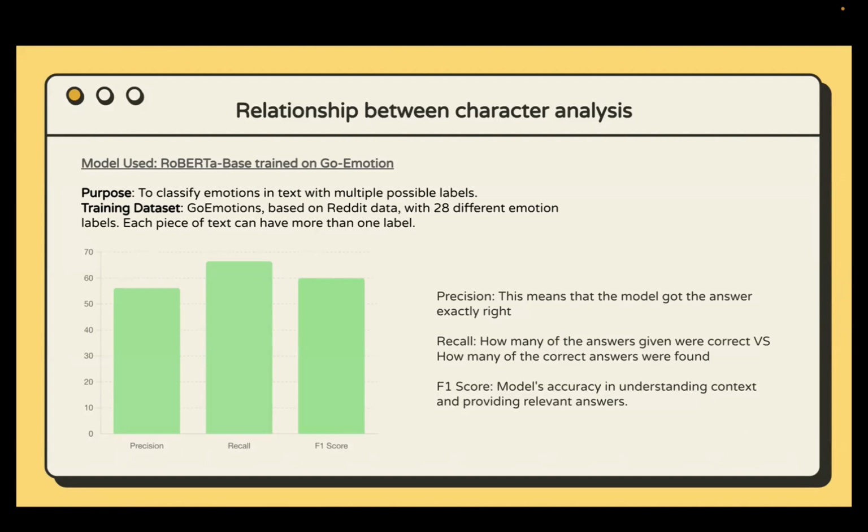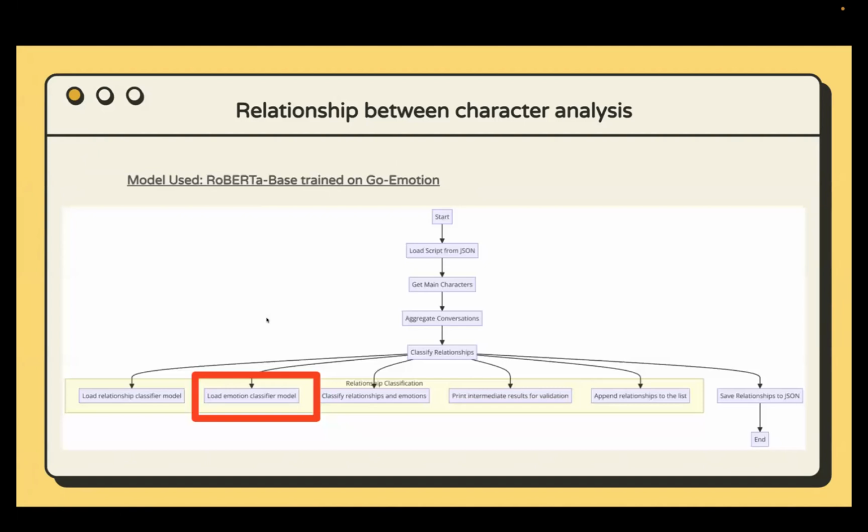Precision means that the model got the answer exactly right, so around 55%. And recall is how many of the answers given were correct versus how many of the correct answers were found. And the F1 score is the model accuracy in understanding context and providing relevant answers, which is around 60. So again, the same schema.